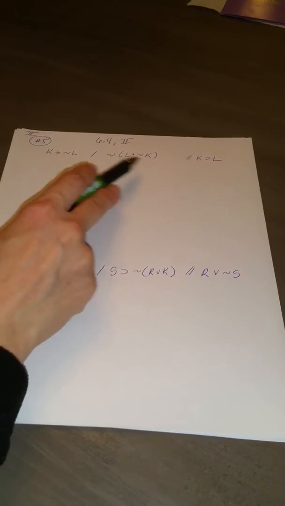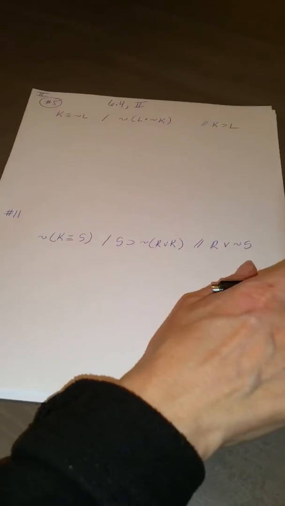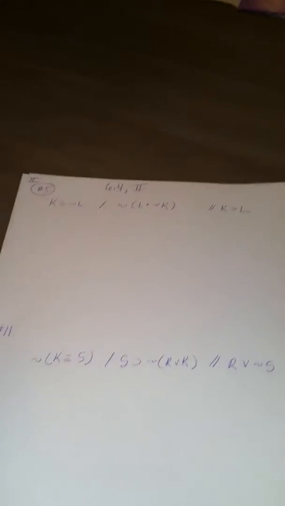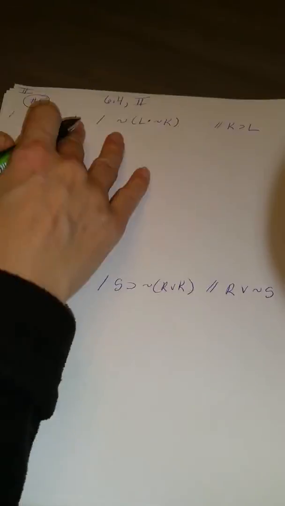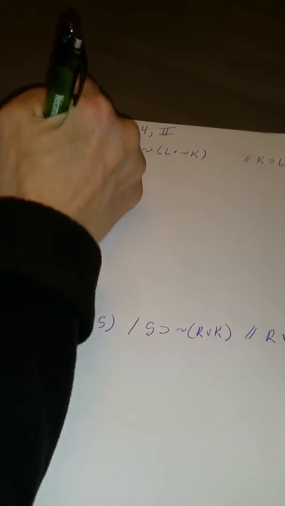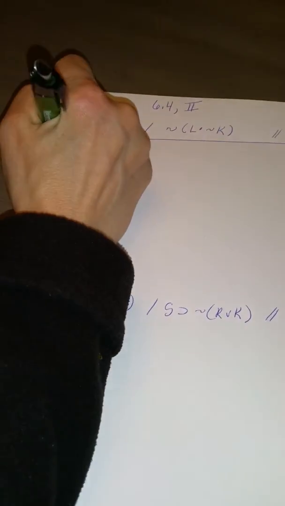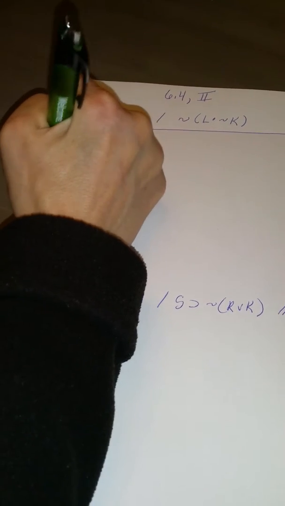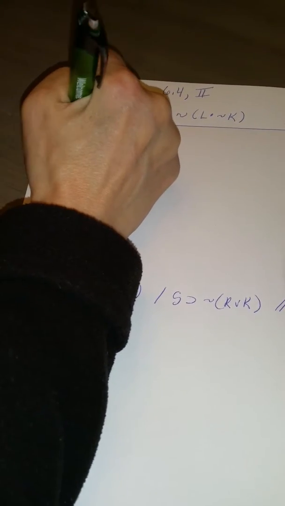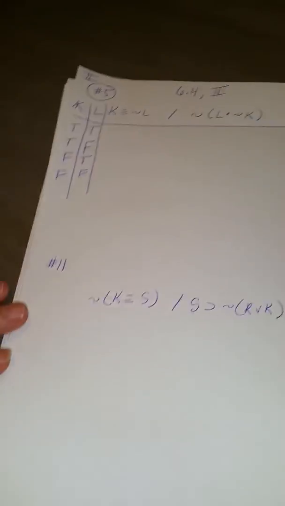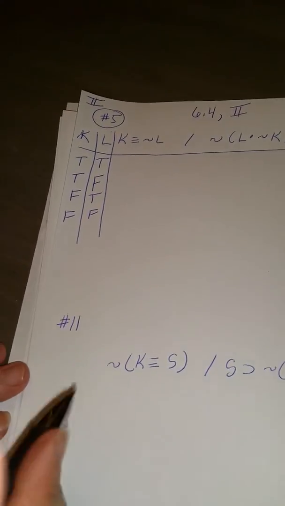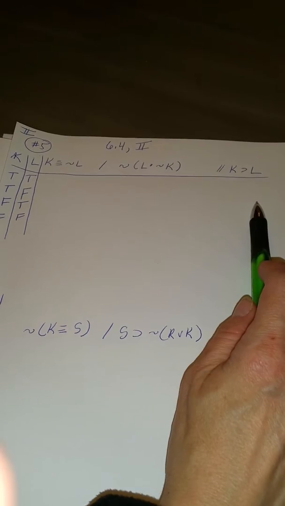It only has two propositions in it, so we just need 4 rows in our truth table. We have K and L, and for K I'll do true, true, false, false, and then for L we have true, false, true, false. Put a line there, so I made a truth table down the side. And now we're going to do the truth table for each of these statements. These are your premises, and K horseshoe L is your conclusion.